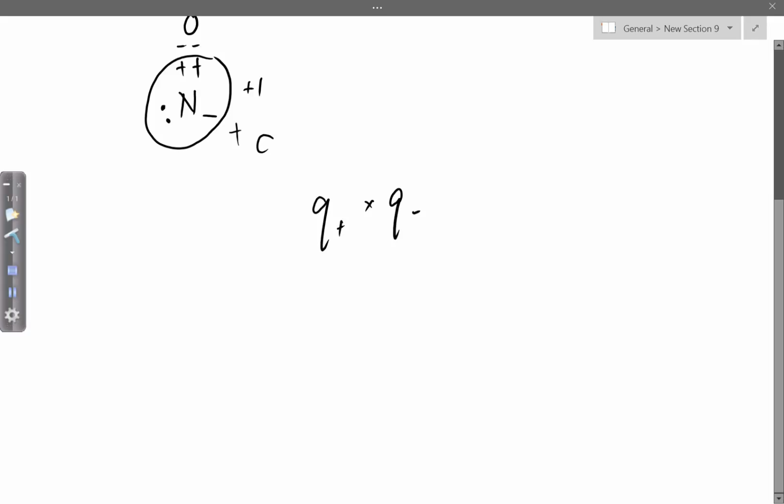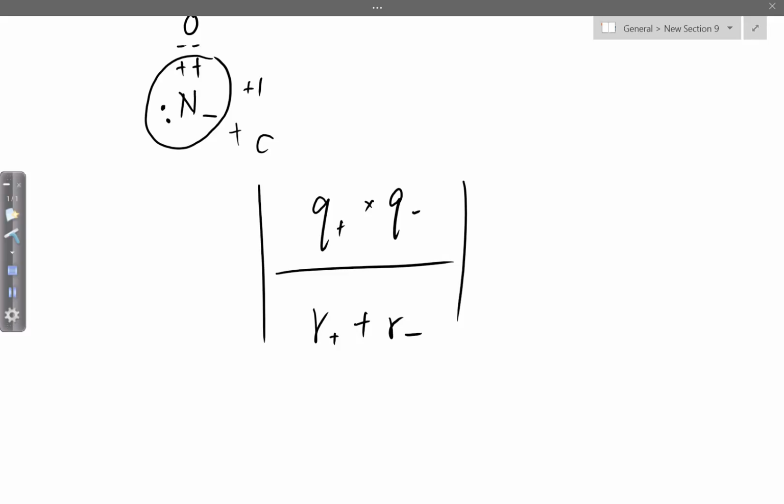times Q minus divided by R plus R minus, mod the whole thing, right? So as long as you understand this formula, you can compare their relative melting points, boiling points, ionic strength, etc. So I'll say that this equation is quite useful, right? Not all lattice energies are as predicted due to covalent character present in ionic bonding, which we'll discuss later.